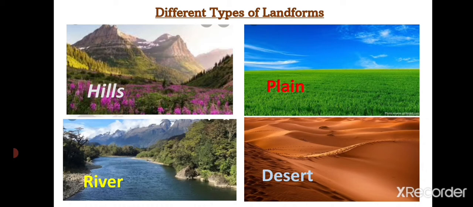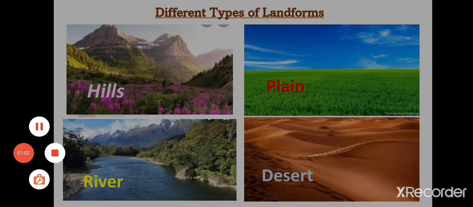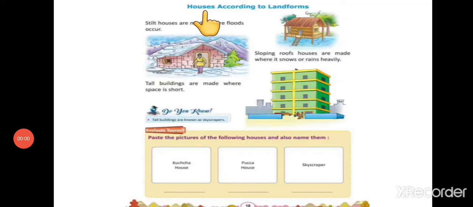In plain, apartments, row houses and huts, etc. types of houses can be seen. In desert, tent kind of houses can be seen. So houses are made according to the landforms. So take out page number 18 in your EVS book. Houses according to landforms.